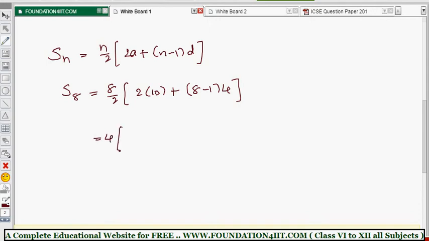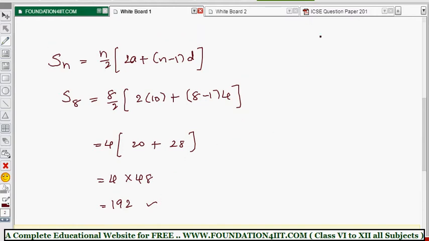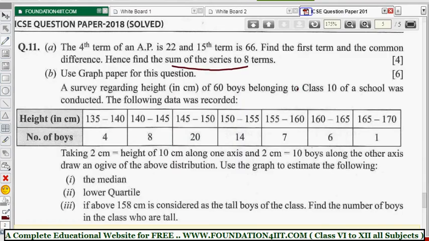If you simplify this step, that is S8. So it's 4 into 20 plus 8 minus 1 is 7, and 7 4s are 28. So 4 into 48 is 192. So 192 is the sum of 8 terms. The sum of the series to 8 terms is 192. Right? Now we'll see the next question.